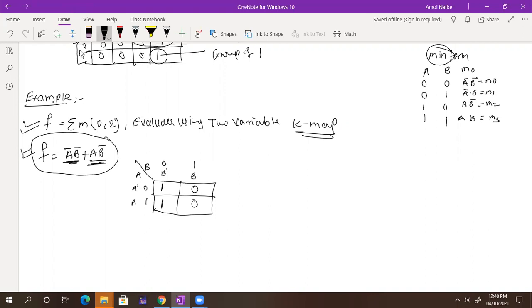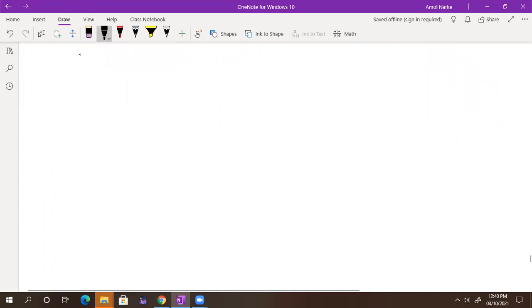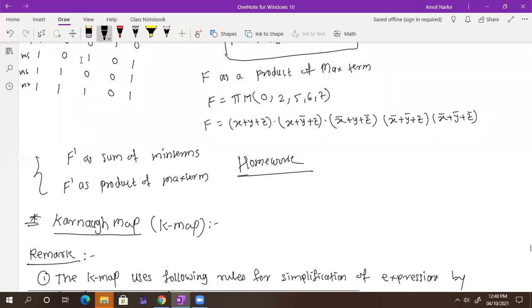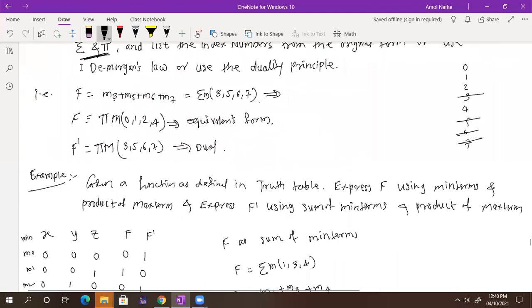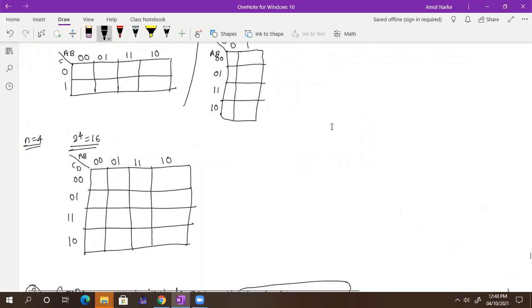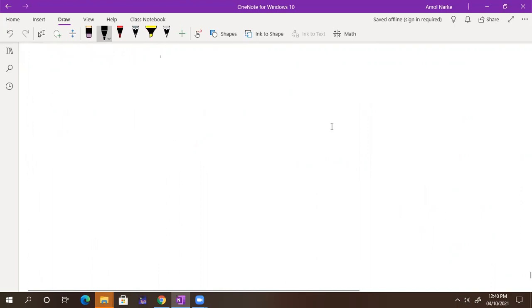Why? Because in the Karnaugh map, where it is the first statement, read out that first one. We are dealing with only ones. We are considering only ones. So whenever we have been given the expression, we just write down that expression.